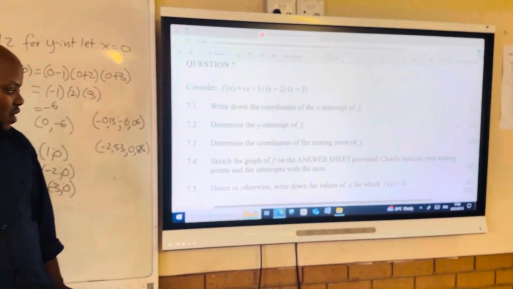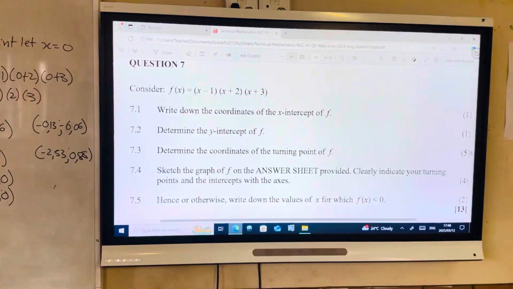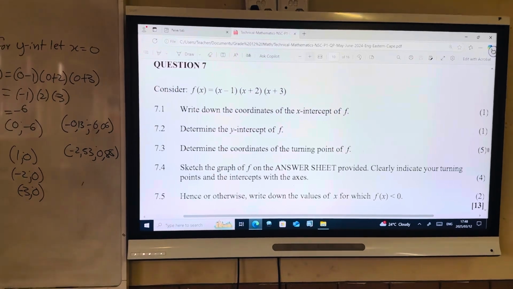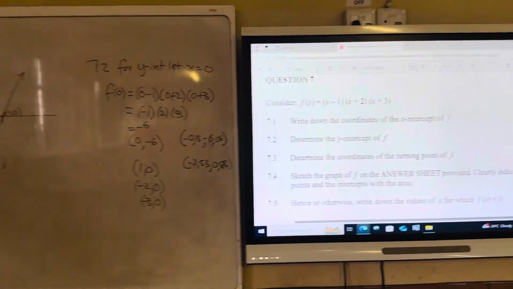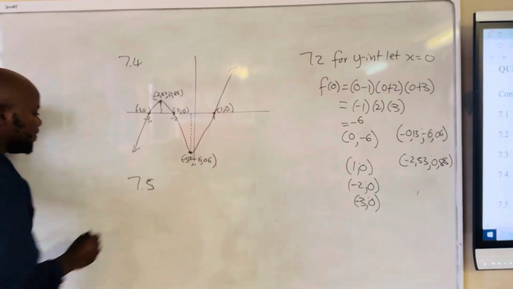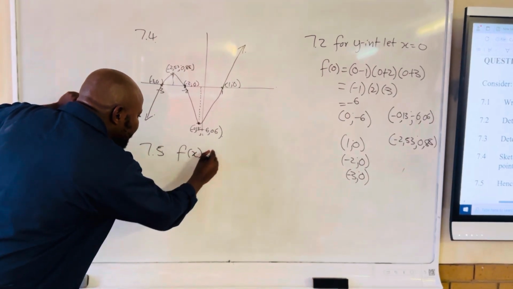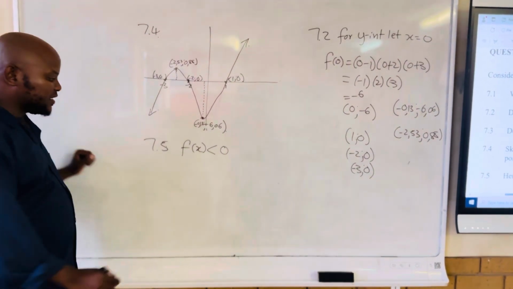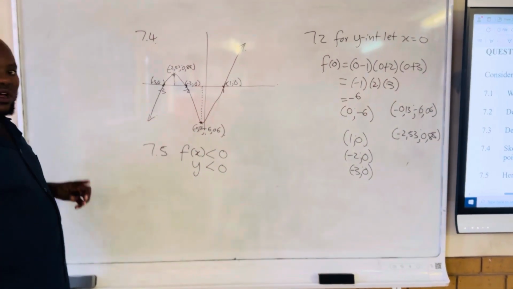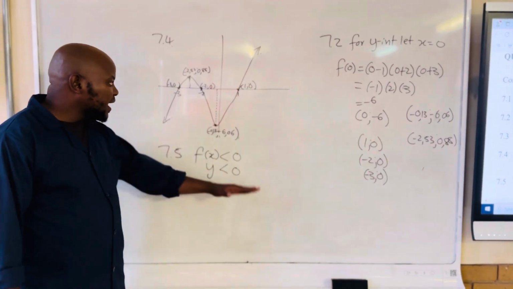7.5 says, hence or otherwise, write down the values of x for which f of x is less than or equal to 0. What is the meaning of that? Now we're going from our 7.4 to our 7.5, where we're looking for the values of x where f of x is less than 0. It simply means where the values of y are below 0.